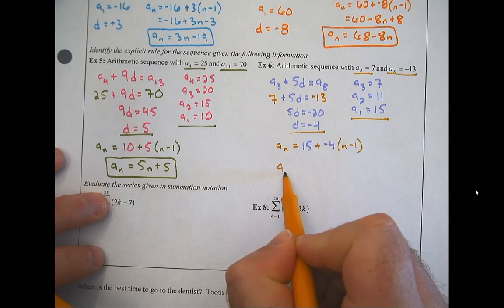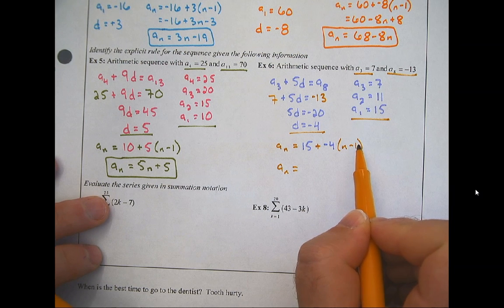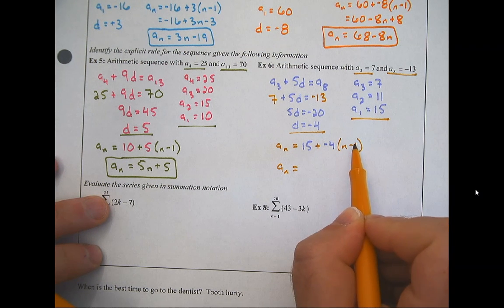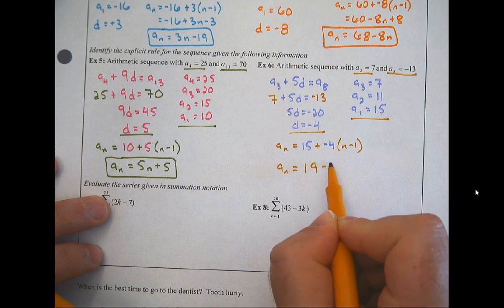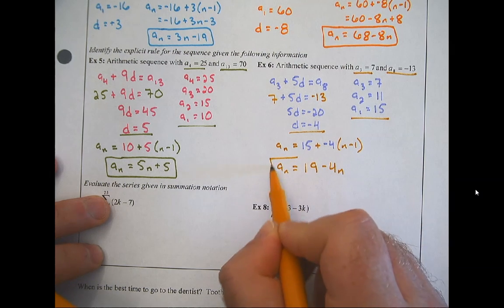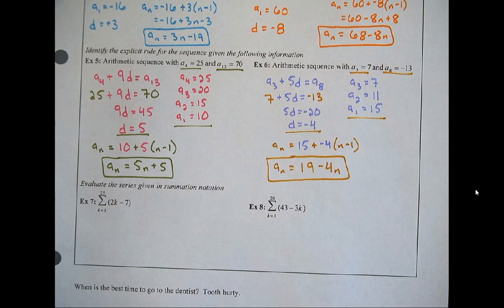Can I do this all in my head? 15, negative 4, 15 take away 4. No. Negative times a negative is a positive, plus the 15 would be 19 minus 4n. What do you think?